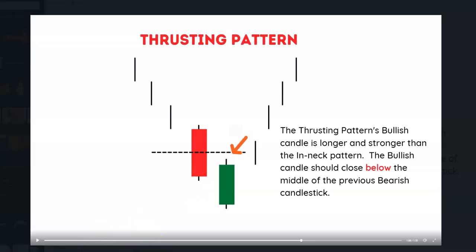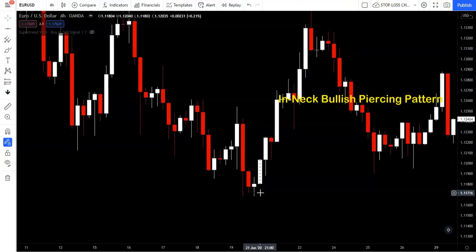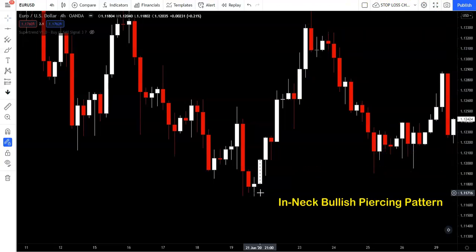We're on the Euro USD chart, and we have a pattern here. As you see, we have that smaller candle body, and then it closed a little bit above the previous bearish candlestick. So with this particular pattern, of course, it'll be our in neck pattern. Let's go and find another pattern.